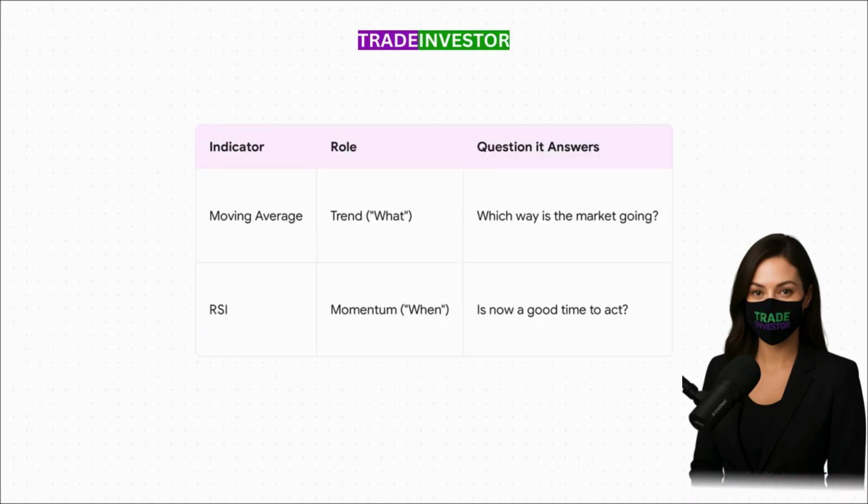The moving average answers the what question. What is the overall trend? Which way is the river flowing? Then the RSI answers the when question. When is the momentum right to maybe think about making a move? Is now a good time to act? See? Trend plus momentum. It's a simple, clean, and incredibly powerful combination.